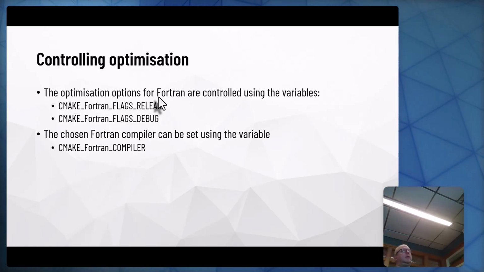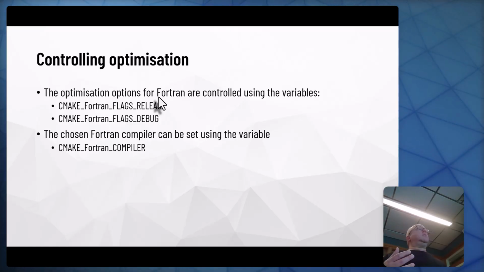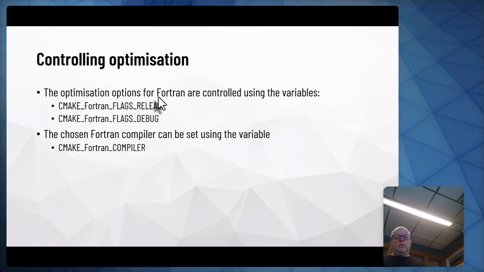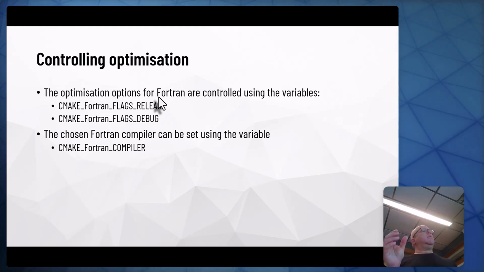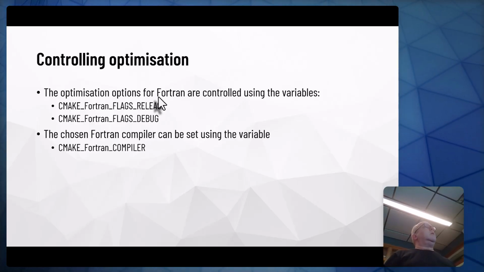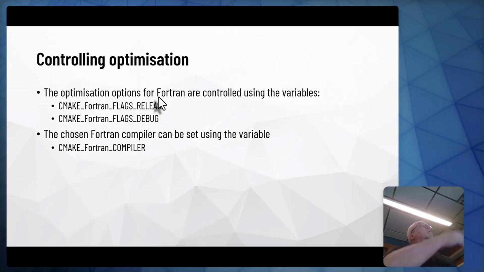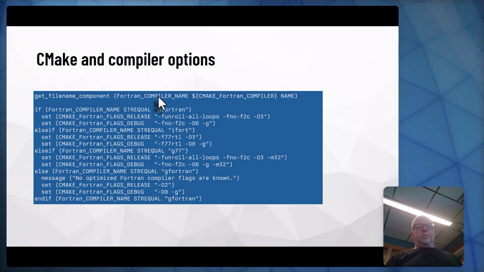You can also add compiler-specific optimization depending on the language you're having. So in this case, I have CMake Fortran, and then you can have compiler flags for release, compiler flags for debug. You can also set the compiler using CMAKE_Fortran_COMPILER. So you can see all the special variables are prefixed with CMake.